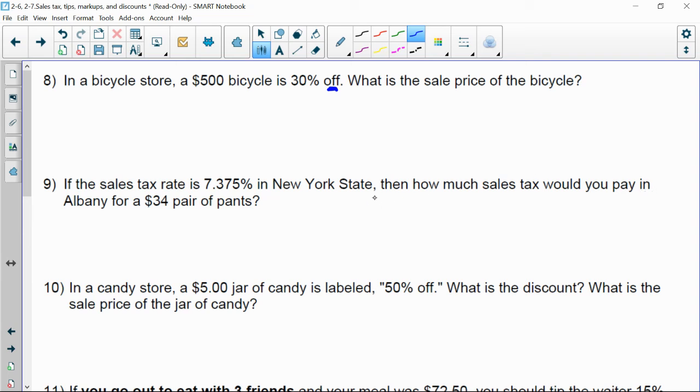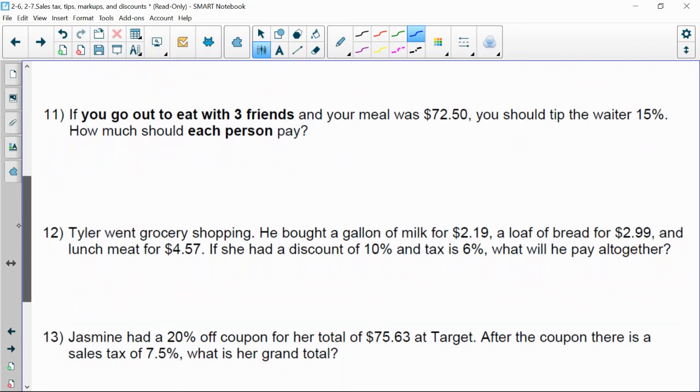Okay, now listen to what this one says. How much sales tax? They just want to know only what your tax is equal to. And the candy store of $5 is labeled 50%. What is the discount? Then it's a two-part question. What is the discount? What is the sale price? So you should be answering two questions, which you basically will when you do your cross products and solve it.